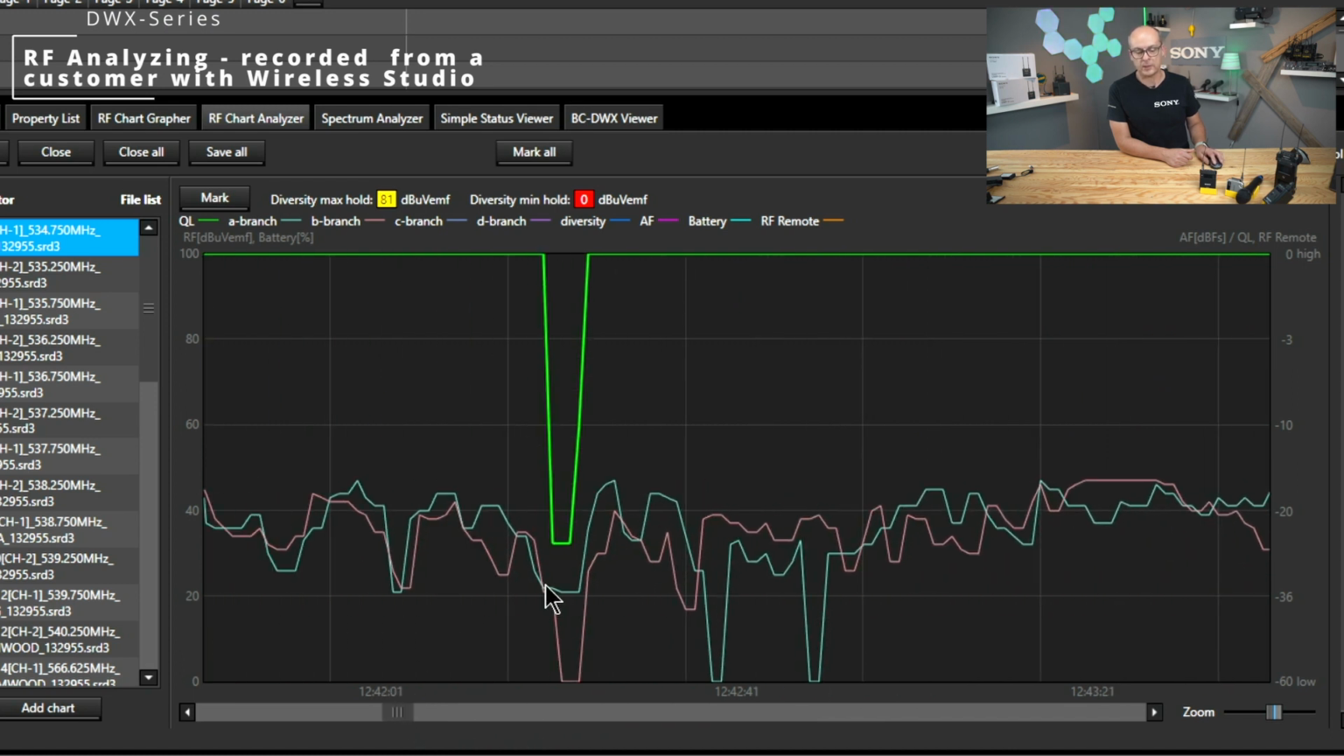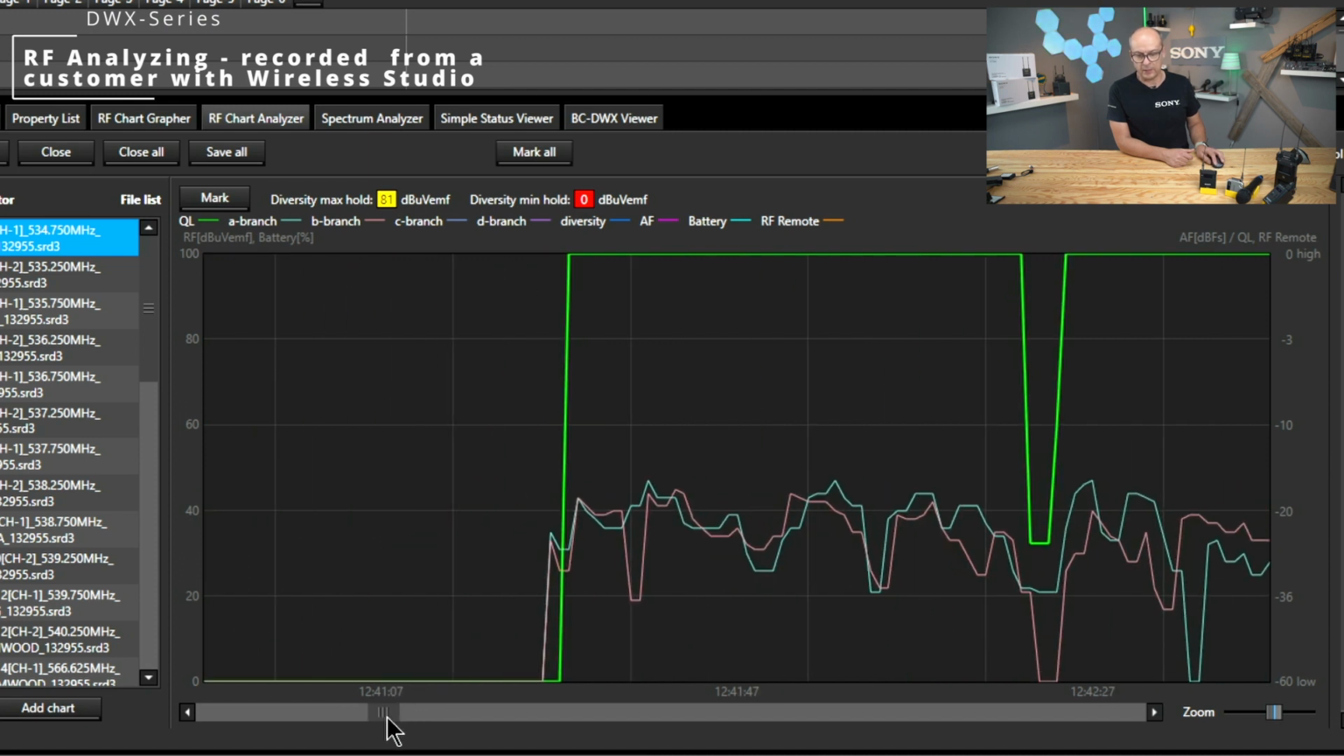Again, here both antennas go down, and then you have a drop, which will be audible. It's less than 60, it goes down to 40. I think this drop is audible, and then it stops. That was where the body pack was switched on.